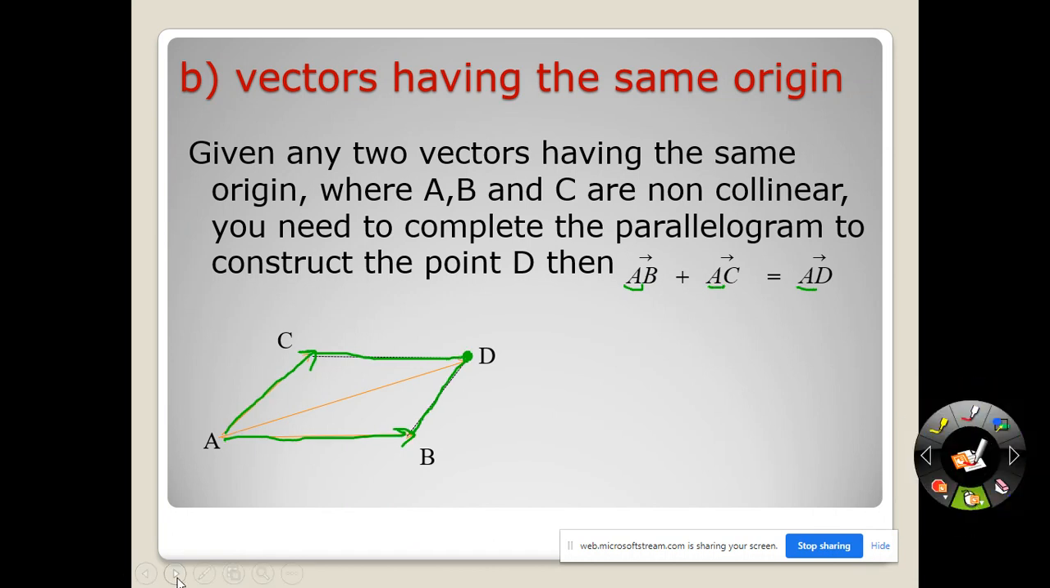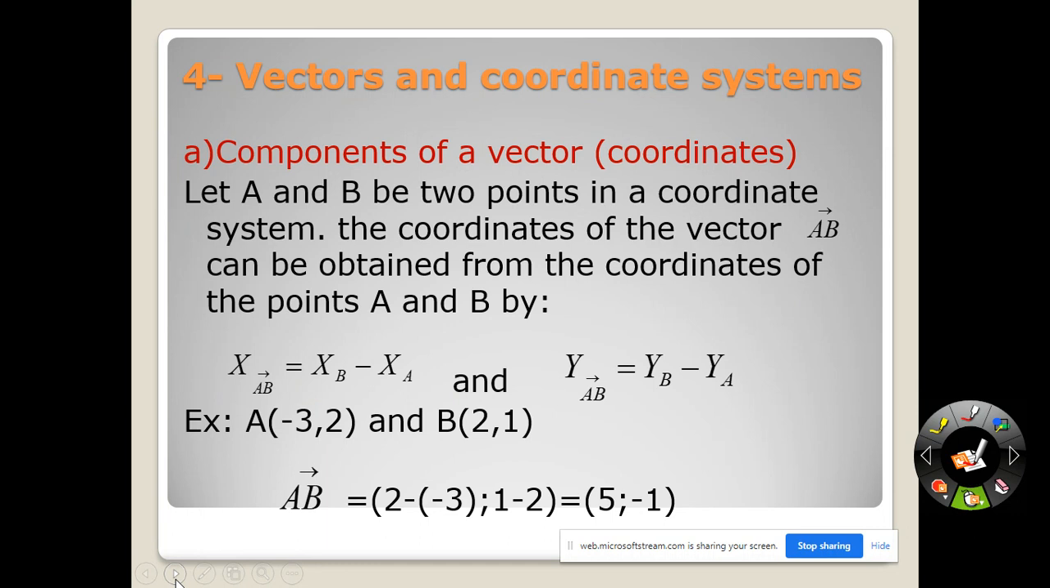Now, how do you find the coordinates of a vector? It's also very easy. If I want to find the coordinates of the vector AB, always start with the letter B: XB minus XA, YB minus YA. For example, I have the points A(-3, 2) and B(2, 1). I need to find the coordinates of the vector AB. The X of AB is XB minus XA, so 2 minus minus 3, which is 2 plus 3, so 5. The Y of AB is Y of B minus Y of A. Start with the ending: 1 minus 2 is minus 1.